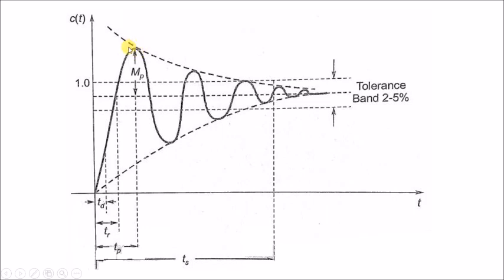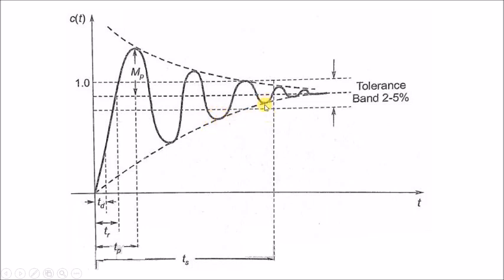This point is called overshoot. Not only this point, this point is also overshoot, and this point too. So what about these other points? These points are called undershoot. So this is overshoot, this is undershoot, this is overshoot, this is undershoot. This is the first overshoot, this is the second overshoot, this is the third overshoot. This is the first undershoot, this is the second undershoot.